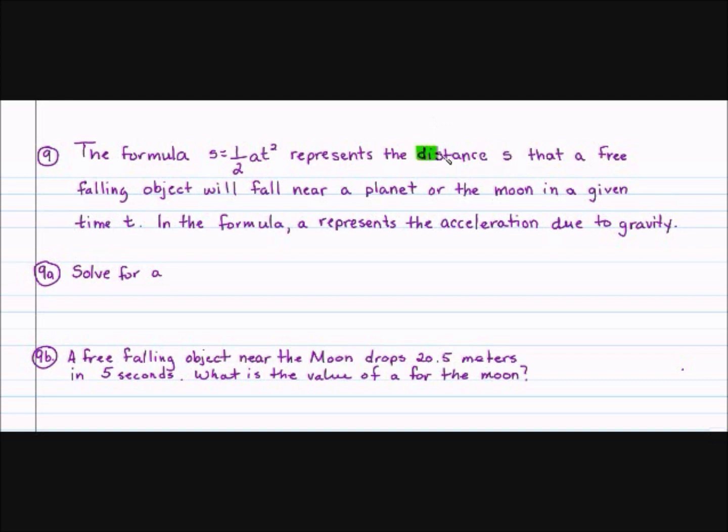Represents the distance S. S is distance. And T is time. A is acceleration. It's all you need to know. Okay? Now let's go on to A. Solve for A. If I have S equals 1/2 AT squared, the first thing I need to do is get rid of the 2. Not really get rid of it, just simplify it. The way I do that is I multiply each side by 2.